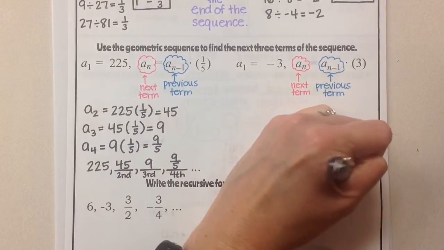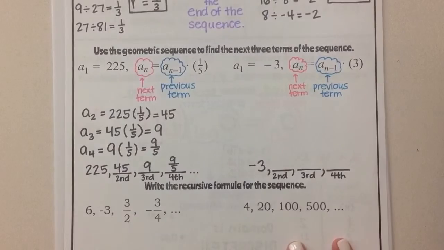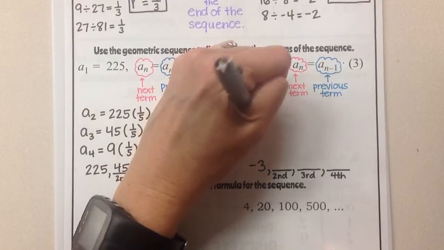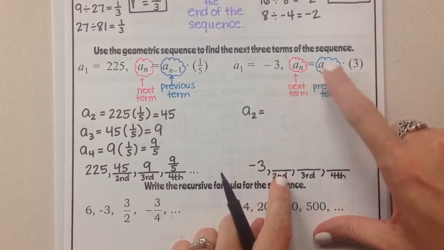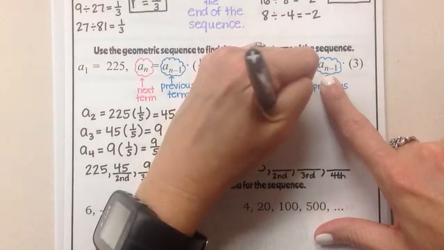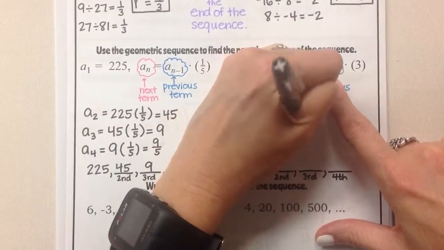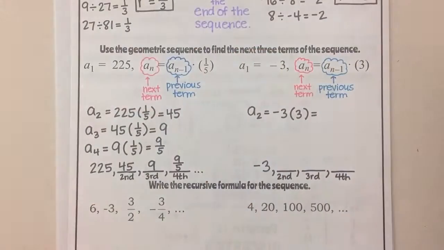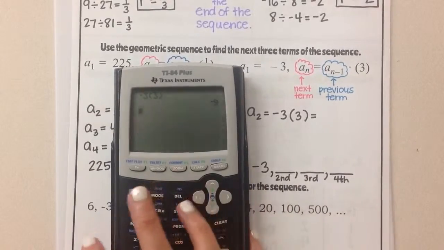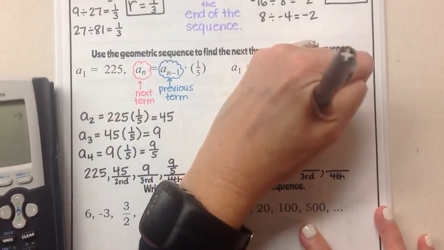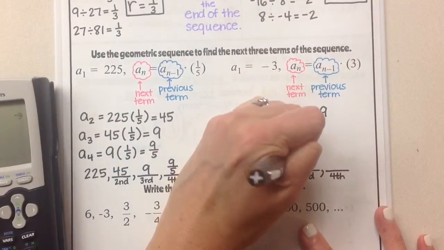Okay, so to find the second term, it tells me that I've got to take the previous term, which is -3, and I have to multiply by 3. So just checking my math in my calculator, -3, and I'm multiplying by 3, I'm going to get -9. So my second term is -9.